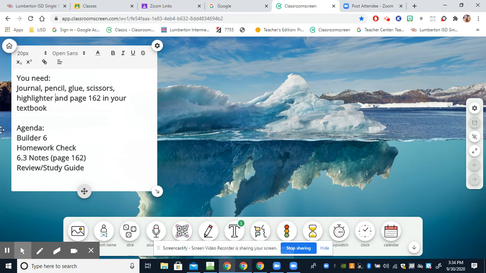So our agenda is Builder 6. We're going to go over a couple of vocabulary words on Builder 6. We're going to check the homework. Then we're going to go to our notes, which we're going through page 162. That's why you need that. We're going to be cutting and pasting in our notes. And then I uploaded the same study guide. However, I added some answer choices. Instead of leaving it blank, I added some answer choices for you.